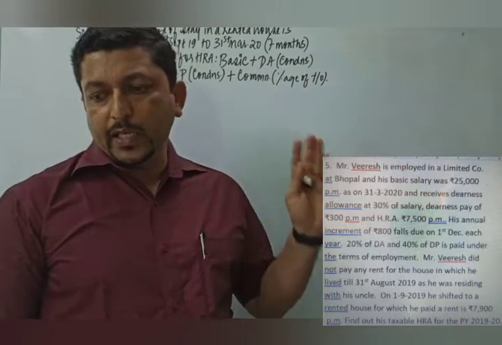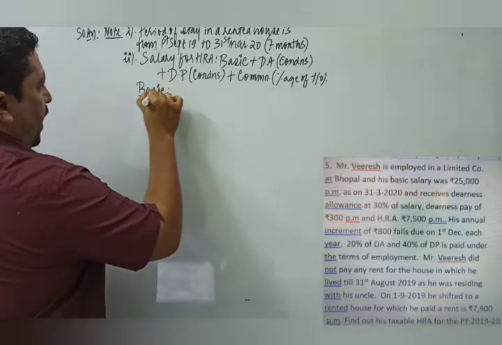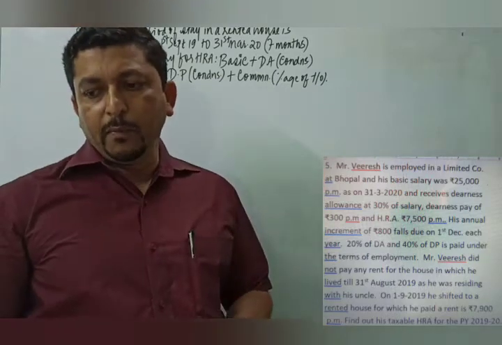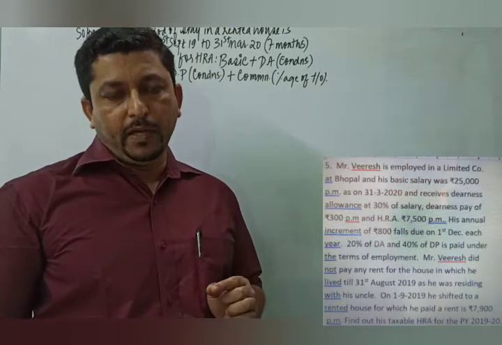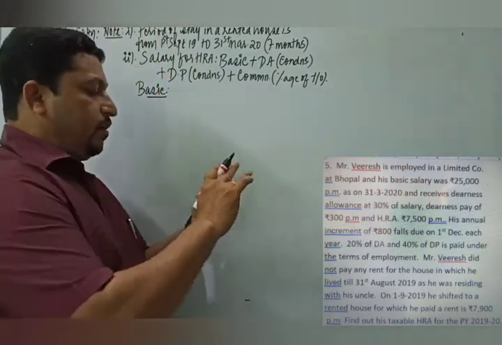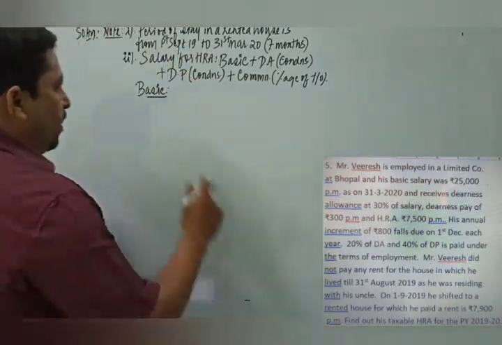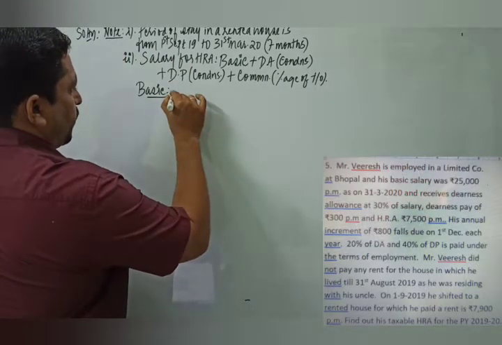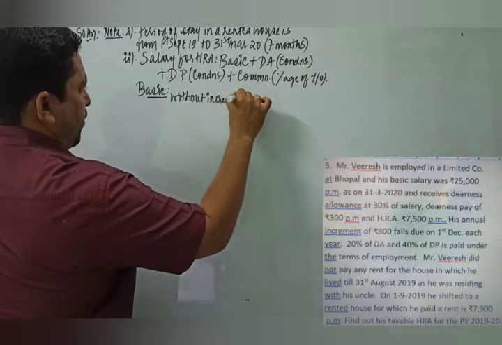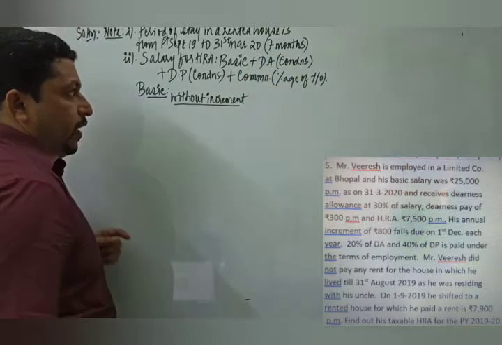Now as far as basic is concerned, let's look at a very important point. He is receiving an increment of rupees 800 from the month of December. So December, January, February and March. His basic pay is given to us in the problem. So first part will be without increment, before December. And remember his relevant period is 7 months.